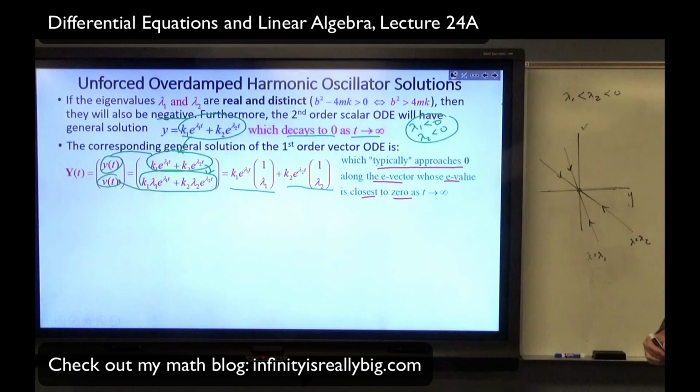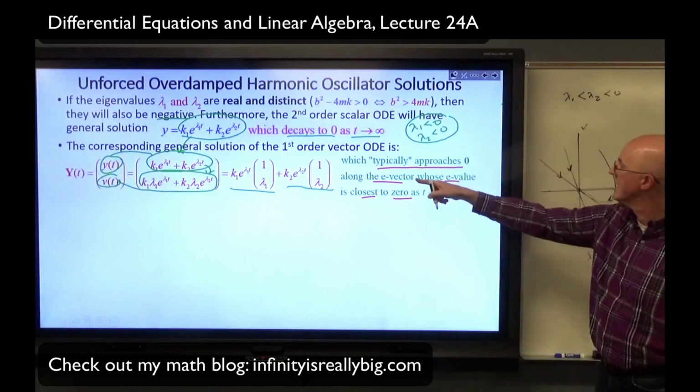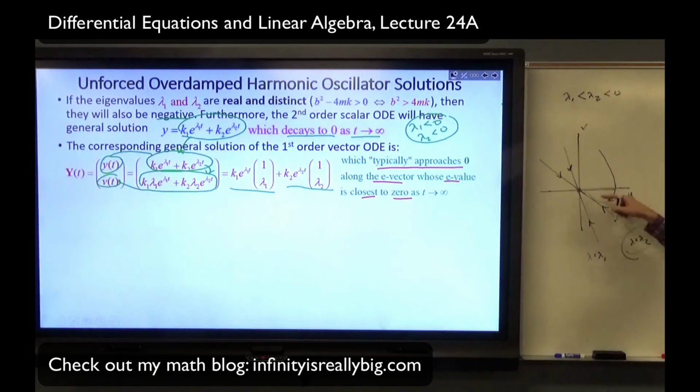Elsewhere, the other initial conditions give you solutions that approach this line for lambda 2 instead of the other line for lambda 1, because lambda 2 is the one closer to 0. And what that's going to mean is the other solutions are going to look about like this. They're going to be tangent, by approach along the eigenvector. They're going to be tangent to that eigenvector's direction.